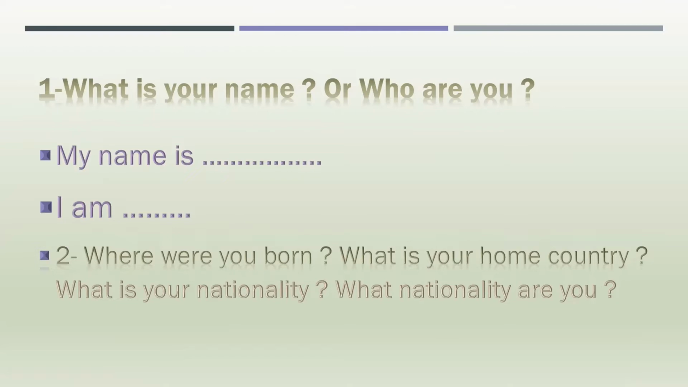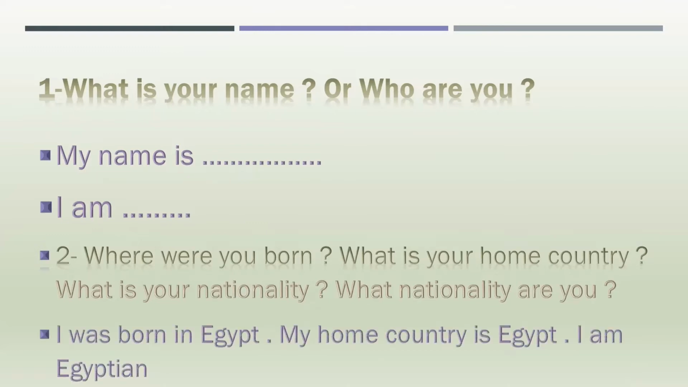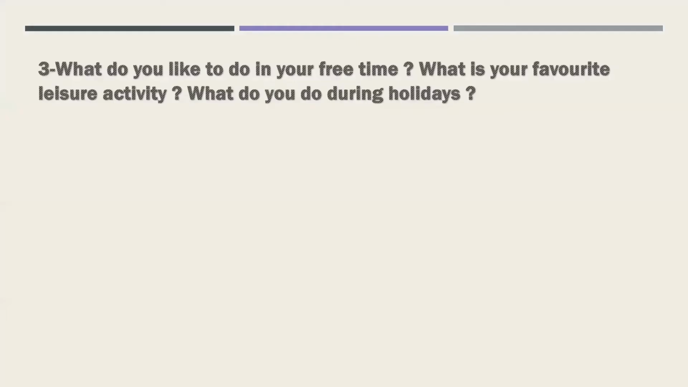And what is your nationality? What do we mean by nationality? Nationality, I say, for example, I'm from Egypt, so I'm Egyptian. Egyptian is the nationality. French, American, Italian, these are all nationalities. So what nationality are you? I would say, I was born in Egypt. My home country is Egypt. So I'm Egyptian. My nationality is Egyptian. I am Egyptian.